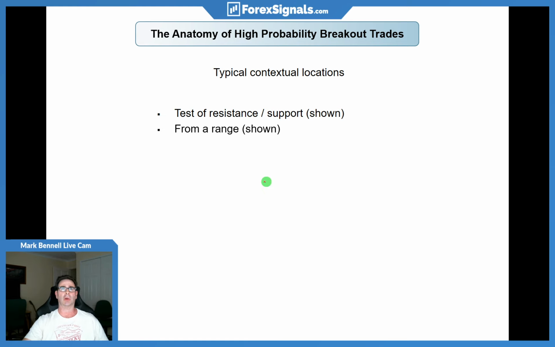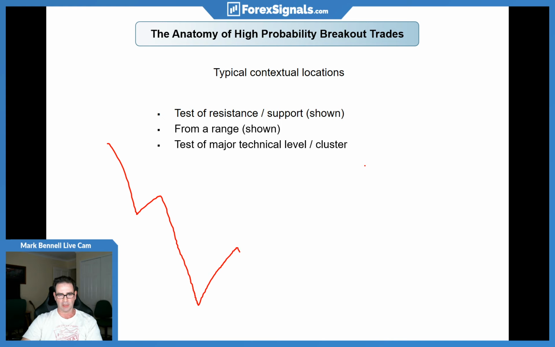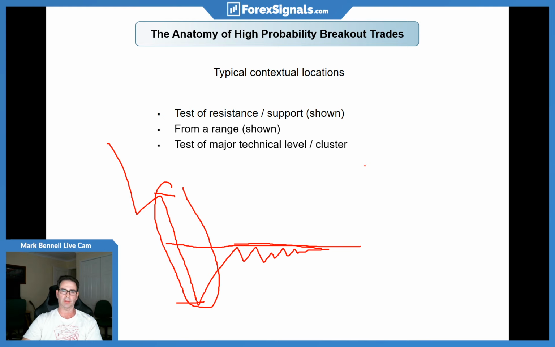So, typical contextual locations from a range. What else? A test of a major technical level or a cluster. So, price pulls up and it just pulls in here for some reason. There's nothing obvious in here. Chances are we've got some technical level across here that's holding it. All right? Or maybe a high agreement zone. Maybe a cluster of technical levels holding price. All right? That's what that means.